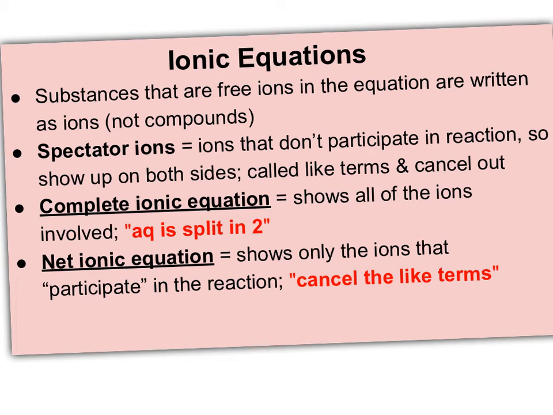So before I have you try a couple of them, just to review here. Substances that are free ions in the equation are written as ions, not compounds. Spectator ions are the ions that don't participate in the reaction, so they show up on both sides. In other words, they're like terms and they cancel out just like you do in algebra. A complete ionic equation shows all the ions involved. And when you're writing your complete ionic equation, the phrase I like to remember is "AQ is split in two." Your aqueous solution is going to split into a cation and an anion. And it's not unusual for your anion to be a polyatomic ion, and that's okay. And then the net ionic equation shows only the ions that participate, so this is where you cancel out your like terms.